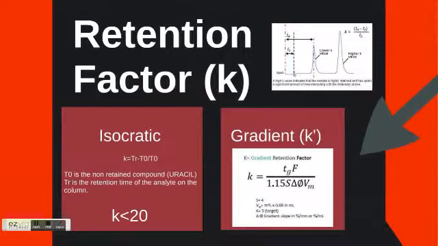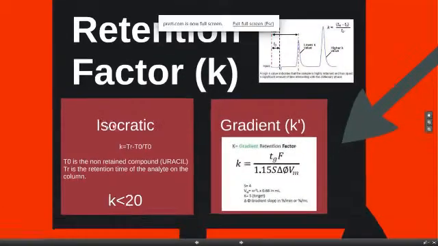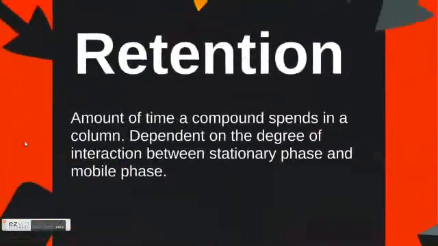Gradient K is outlined in the equation. It's predominantly affected by mechanical parameters such as gradient runtime, flow rate, and column volume. It's also affected by %B. Retention factor is connected to retention. Retention is the amount of time a compound spends in the column. It is dependent on the degree of interactions between the compound and the stationary phase and the mobile phase.